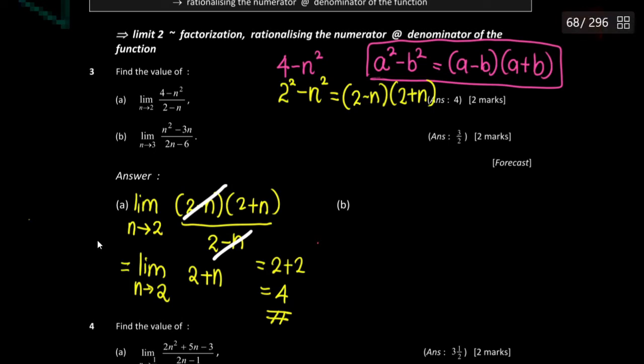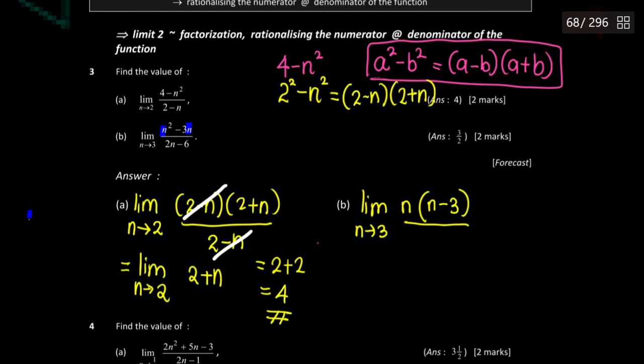All right, how about b? What can we do for b? If you see up, it's n squared minus 3n. So you can see that here also got n, here also got n. There's n there, so you factorize the n out. So it's going to be the limit of n approaching 3. Take out the n, okay? So you are left with n minus 3.